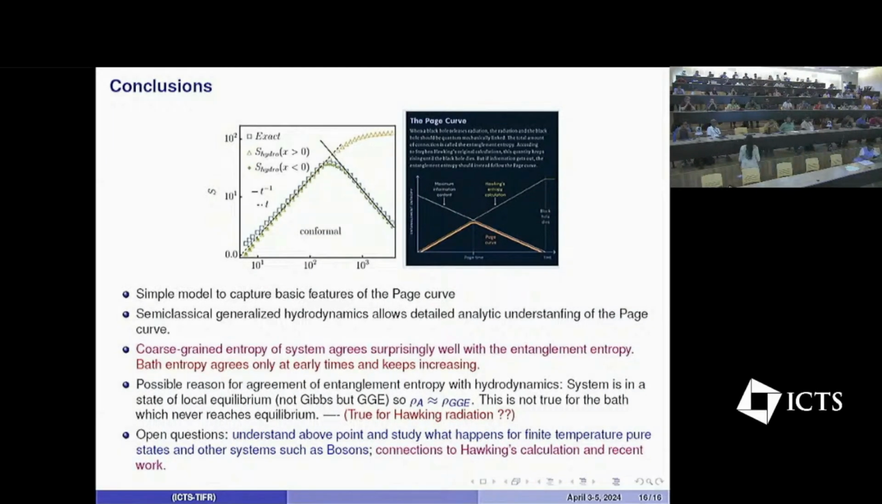Very nice talk. How do we know that the black hole is initially in a pure state? What guarantees that? I mean, you expect the world, the universe, to be in a pure state.